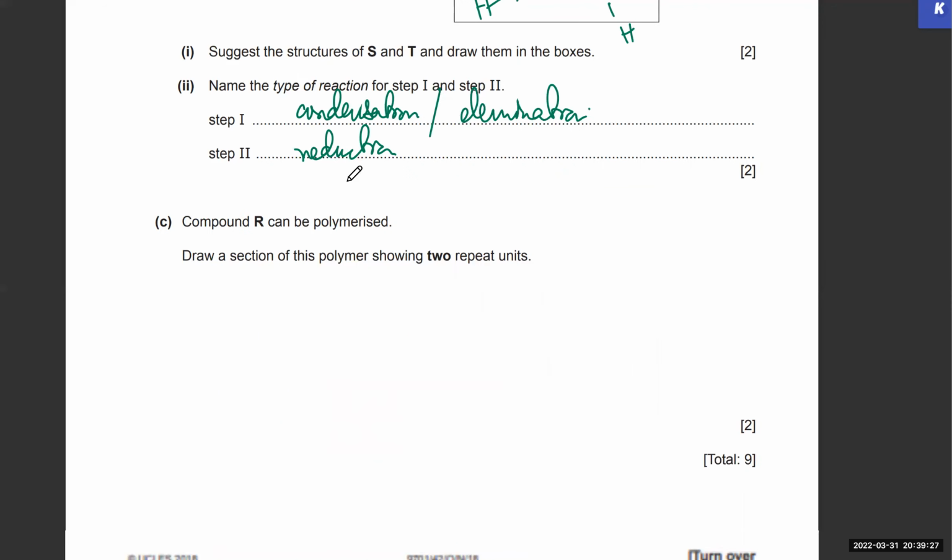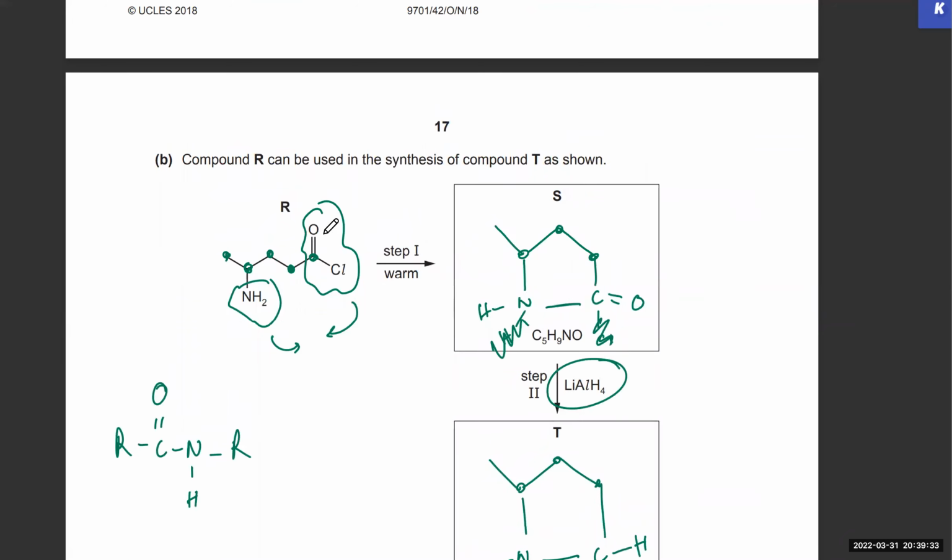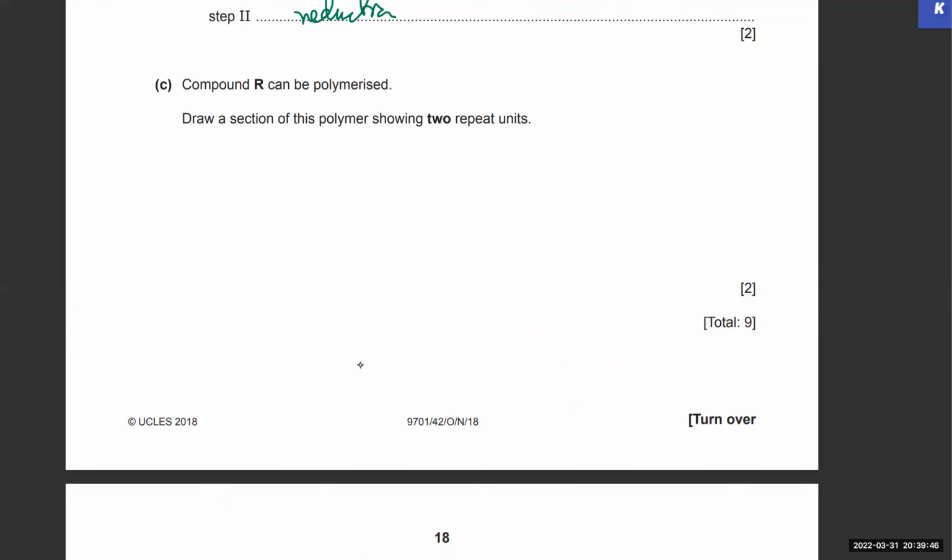And compound R can be polymerized. Draw a section of the polymer showing two repeat units. What is R? It can definitely be polymerized, because now we're going to do the same thing, but with other molecules. So that's 1, 2, 3, 4, 5 carbon atoms, right? So you've got 1, 2, 3, 4, and 5, right?